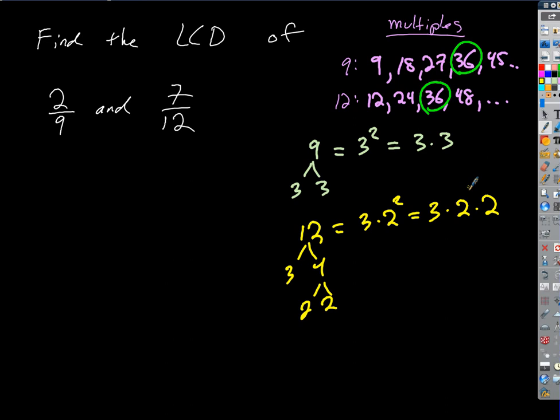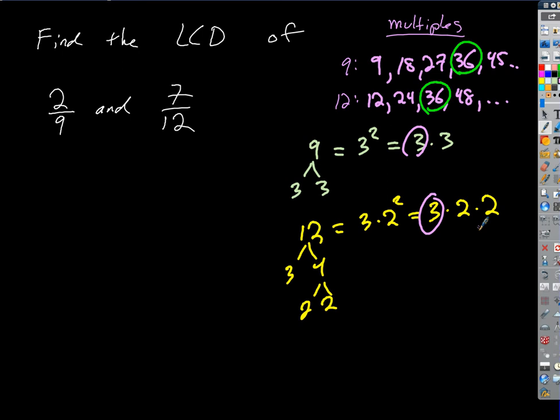They share a factor here. Look, they each have a 3, right? So if I want to get a least common denominator, and this is the important point, I just want to come up with the shortest product of factors that's going to include a 3 squared and a 3 times a 2 times a 2. So it's got to include those 3's and those 2's.